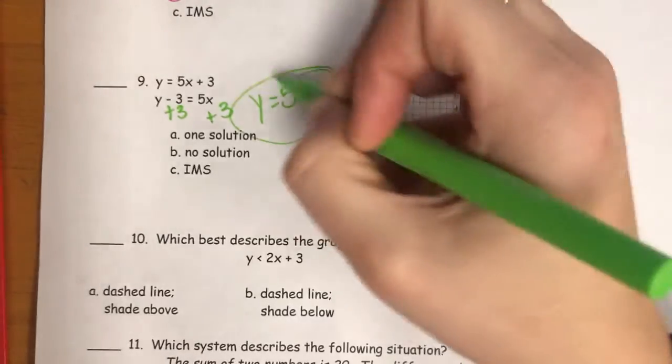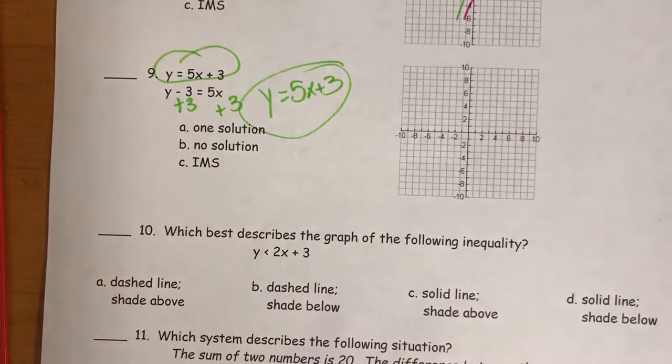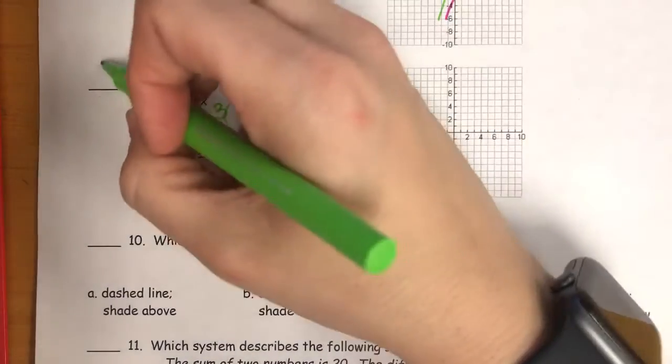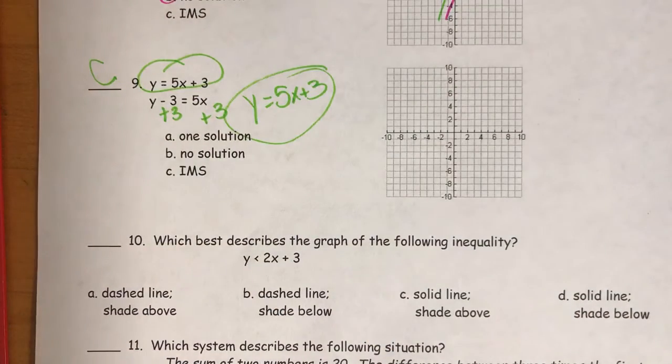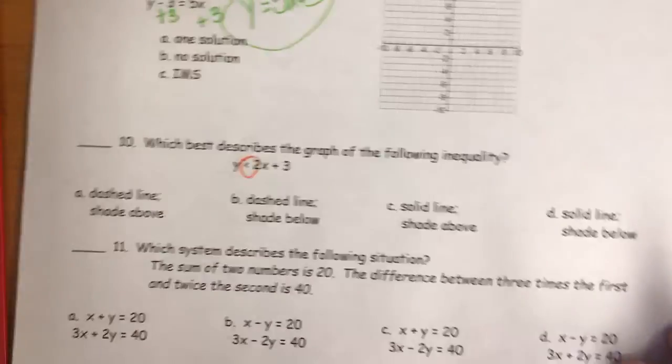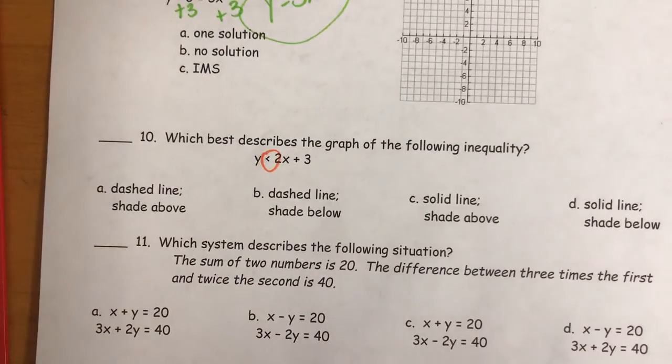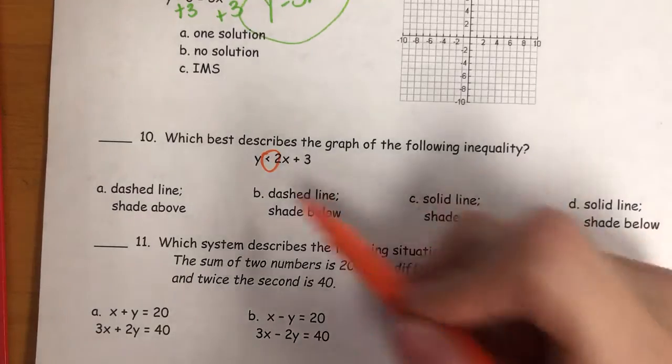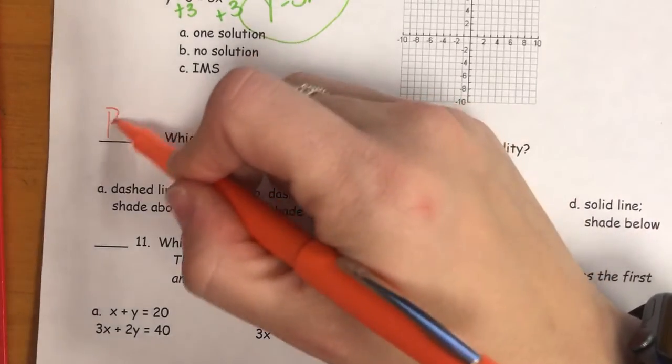Okay, we could graph these both, but we can also recognize that those are the same equation. So if we graph them, we get the same line. That's infinitely many solutions, which is C. Number 10, this inequality tells us to use a dashed line, so we can narrow it down to A or B. And less than tells us to shade below, so we want B.